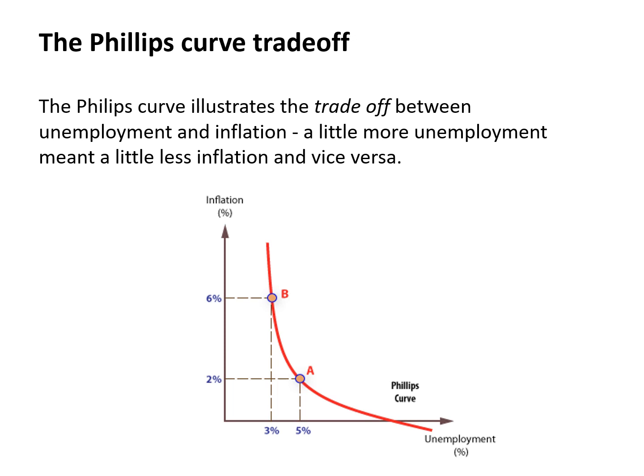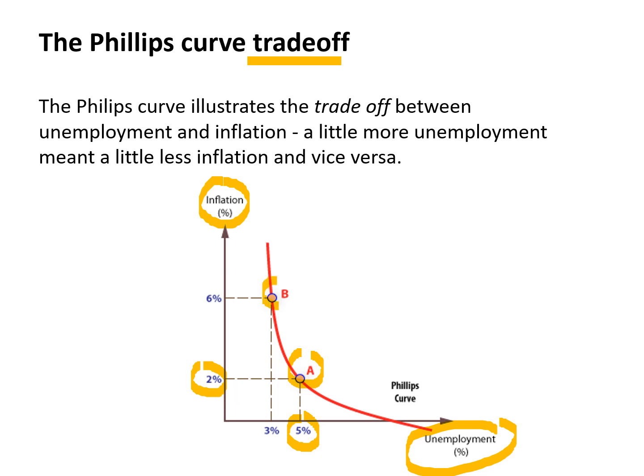The Phillips curve trade-off. The Phillips curve illustrates the trade-off between unemployment and inflation. A little more unemployment means a little less inflation, and vice versa. So if you notice at point A, the unemployment is 5% and inflation is 2%. And at point B, the unemployment is 3% and inflation is 6%. It's an inverse relationship.